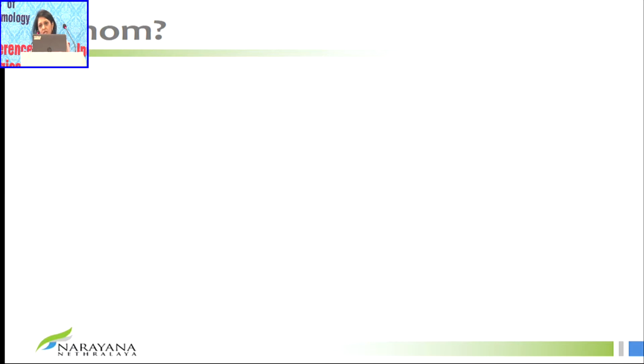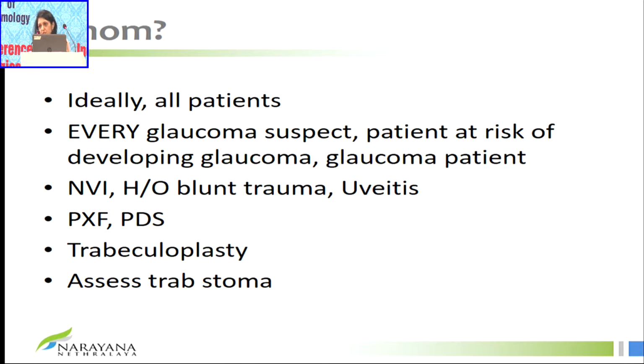So in whom would we like to do gonioscopy? Ideally, we would like to do it in all patients, which practically may or may not be possible. So then you need to do it in every glaucoma suspect, a patient who is at risk of developing glaucoma, and definitely, obviously, in a glaucoma patient. If you see new vessels of the iris, if you see a patient with uveitis, if a patient gives a history of blunt trauma, if you see PXF, PDS, or you want to do a trabeculoplasty, you want to assess the stoma post-trab, all this you definitely need to do gonioscopy.